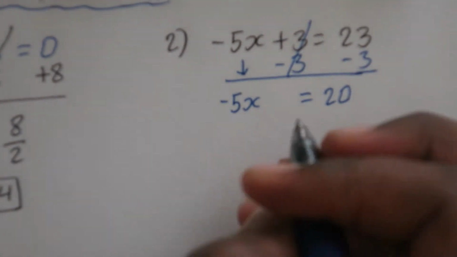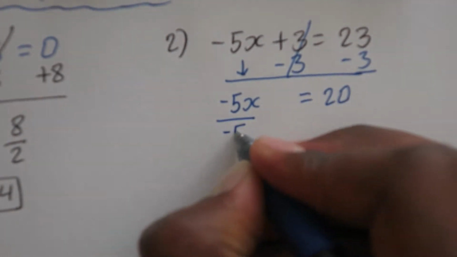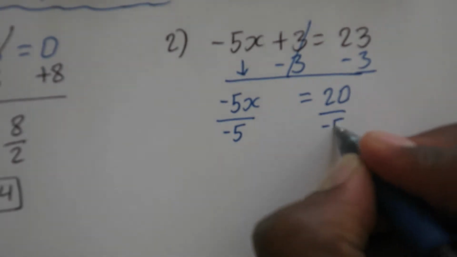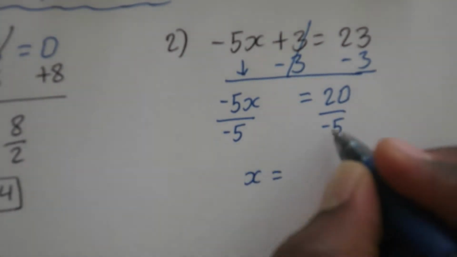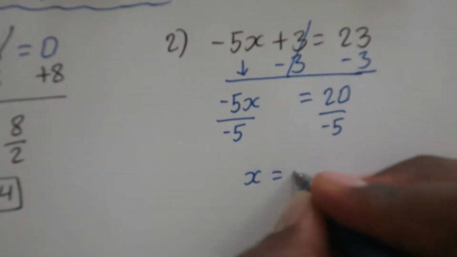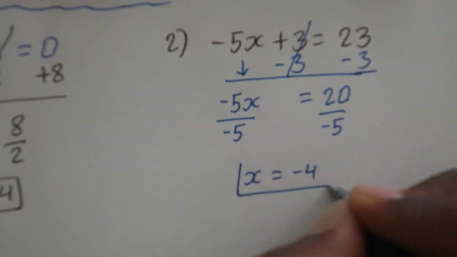Inverse of multiplication, divide by -5, divide by -5, which gives you a result of 20 divided by -5 is -4.